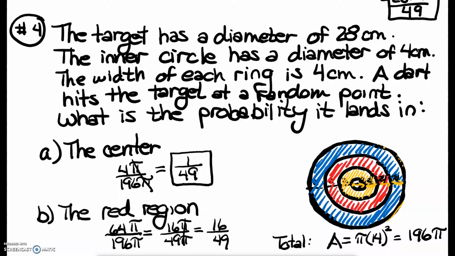Which tells me that, let's see, this radius is only 2, but this one's 4. 4, 4, 4, and 2. So the whole circle has a radius of 14 centimeters. It says the width of each ring is 4 centimeters. A dart hits the target at a random point. What is the probability that it lands in the center?